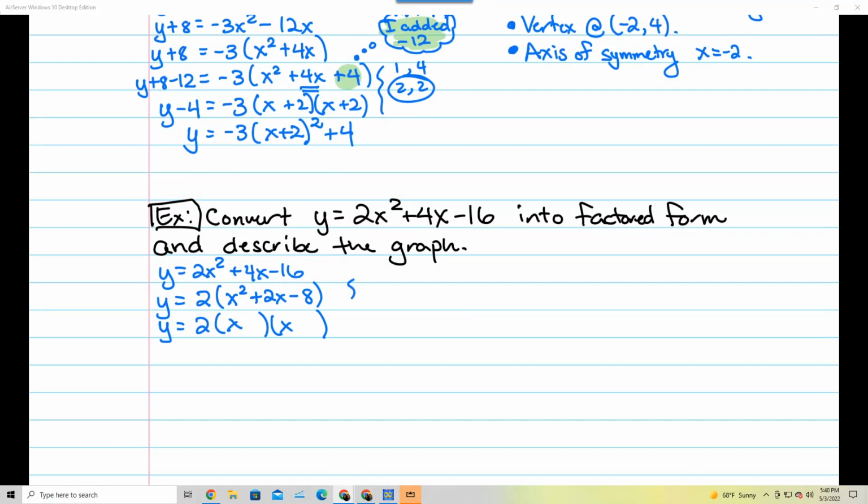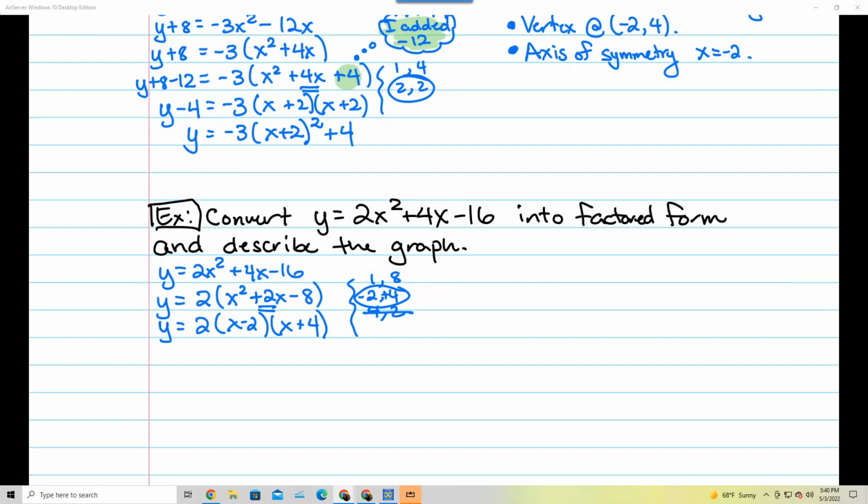Hopefully you can do this in your head. If you can't, you've got to make a list. I need numbers that multiply to 8 and add up to positive 2. So I know that's either going to be 1 and 8, 2 and 4, 4 and 2. But that one doesn't work. So it's got to be one of these. Looks like the 2 and 4 is going to work. If I want a positive 2, though, I need this to be positive and I need this to be negative. So this is going to be a minus 2 and a plus 4.